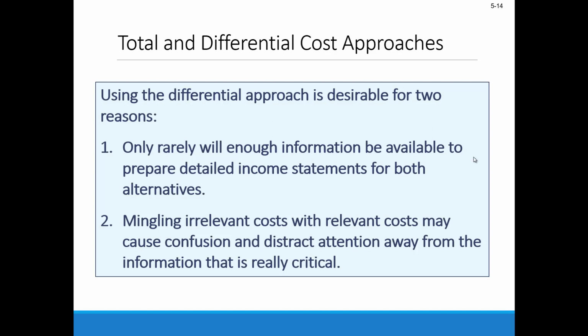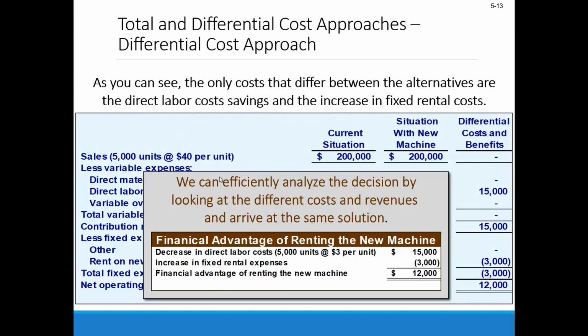Maybe we're a little unsure on some of the items that make up our income statement and how those might change. Second, if we mix and mingle irrelevant costs with relevant costs, we might cause confusion, which is the extreme end of things, or at least distract attention away from information that's really critical. So if we can help managers focus their attention on the things that are most critical to the decision, we might, as an organization, put ourselves in a position to have managers making better decisions.